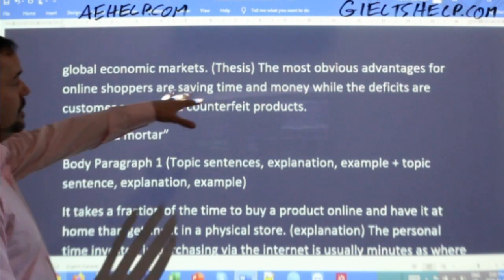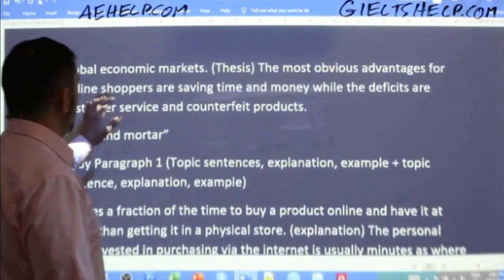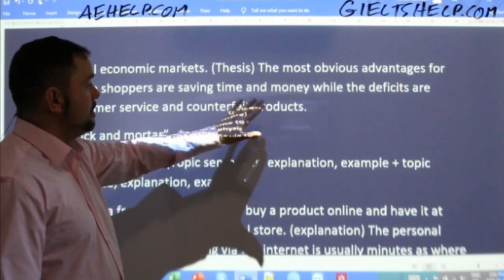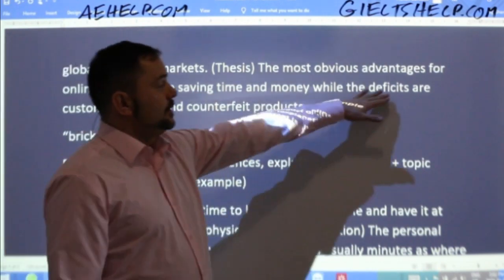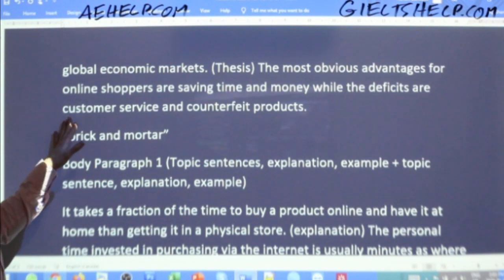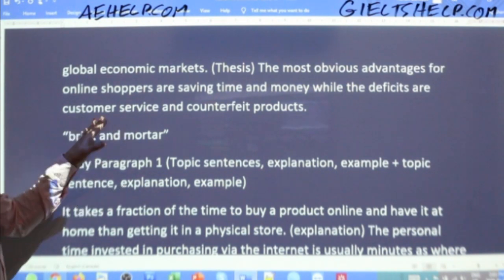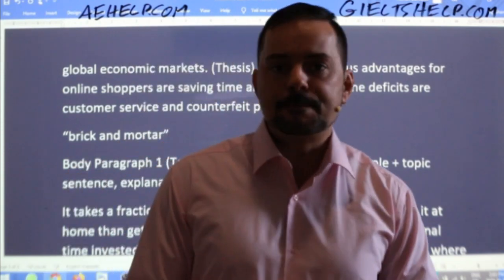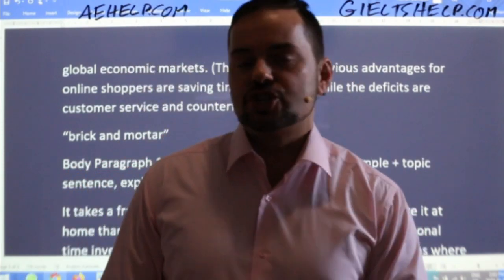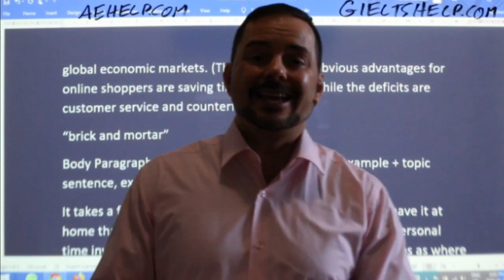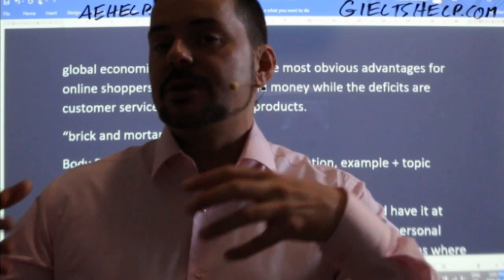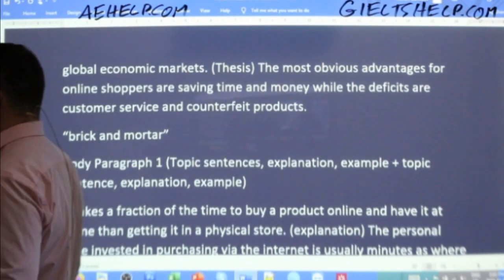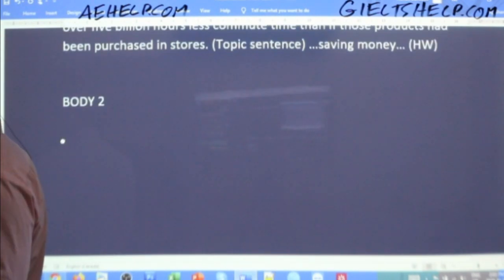Okay, so again, let's look at our thesis. The most obvious advantages for online shoppers are saving time and money. So I'm leaving money because I want you to do that thinking about what we just did with saving time. So let's look at the deficits for body paragraph two. Body paragraph two, customer service. So we're saying, okay, well, one of the negatives of online shopping is customer service. All right. So again, topic sentence. Give me a definition for customer service in this context. So online shopping, the negative is customer service. What do you mean, right? So what does that mean? Give me a nice topic sentence.